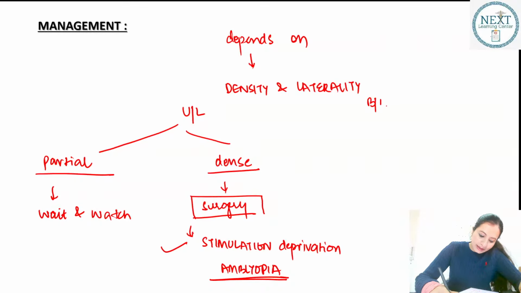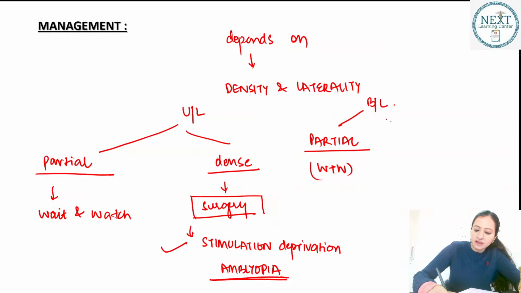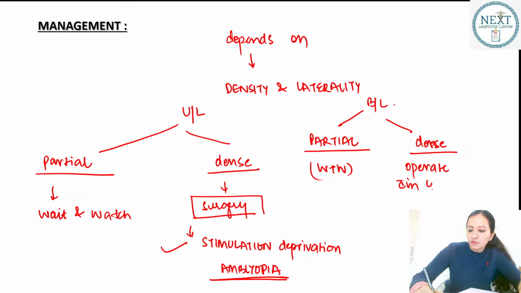Then if you have bilateral cataracts, bilateral partial, again you can wait and watch. And if it is bilateral dense, then you have to operate within 4 to 6 weeks of life. Again, if it is not operated, then what can it lead to?